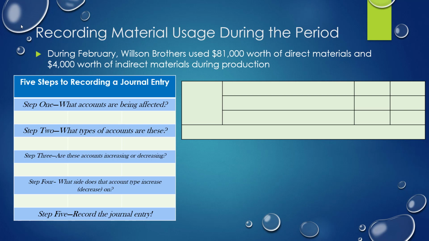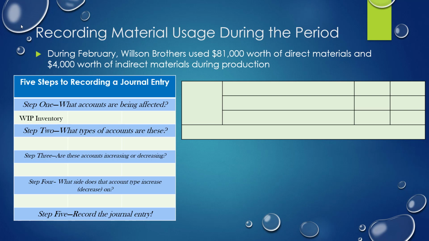Our records indicate that Wilson Brothers used $81,000 worth of direct materials and $4,000 worth of indirect materials during the period. We're going to have three accounts be affected here. We're taking these materials out of storage and putting them into jobs which we are in the process of completing at this time. And the account that tracks the cost that's been put into jobs which you are currently working on is your WIP inventory account. That's where our direct material costs are going to go, because we can trace those to those jobs via those requisition forms. But those indirect materials we don't trace.